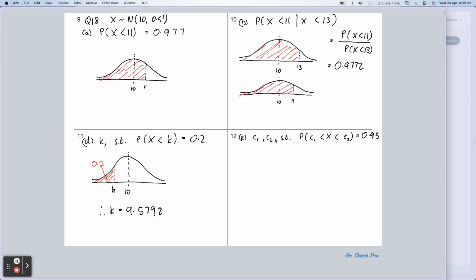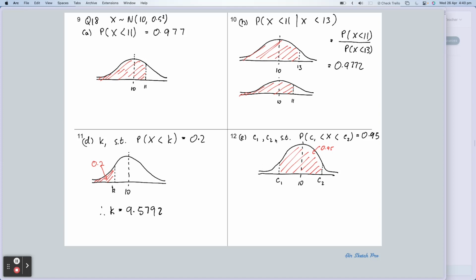So I'll do it diagrammatically first, because that way I get a sense of what's going on. And so if I draw this up with my mean of 10, then C1 is going to be down here somewhere. I can see that the probability is 0.95, so I know it's pretty much most of the curve. Should have been symmetrical. My drawing's not that great. And I know that this here is 0.95. So that's 0.95, like so. Now we need to break this down a little bit.